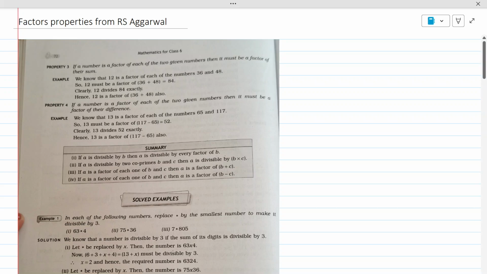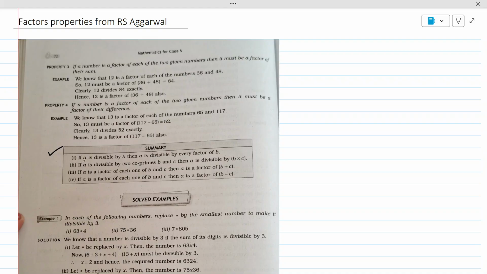Hello kids, in today's class we are going to learn the factors properties from the RS Agarwal book. This content is not there in the NCERT book, so we are going to learn these properties from this book. I'm talking about all these four properties written here.